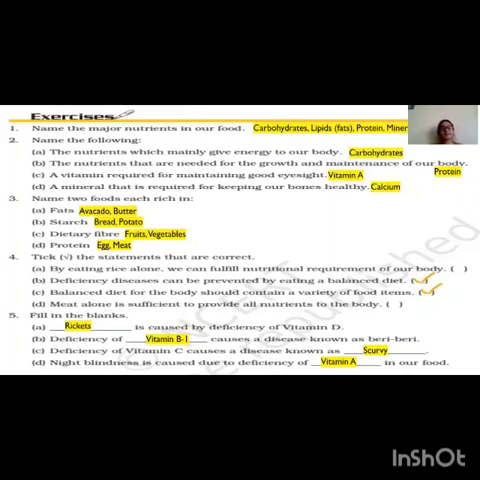Next is, night blindness is caused due to deficiency of vitamin A in our food. As I said before, in question 2, a vitamin required for maintaining good eyesight is vitamin A. Yeah. So now, if you have a deficiency of vitamin A, you get something called night blindness, where you can't see during the night, which is very unfortunate, which is why you need to make sure you have enough vitamin A in your food. So yeah, these are all the answers, and hopefully you know how important these nutrients are, especially vitamins and all of these.